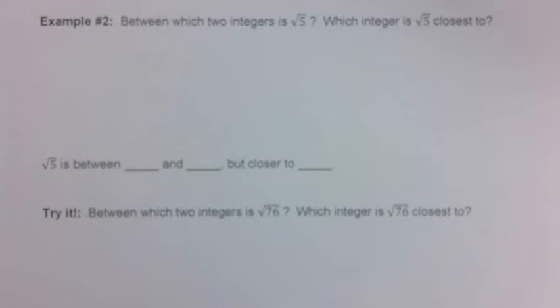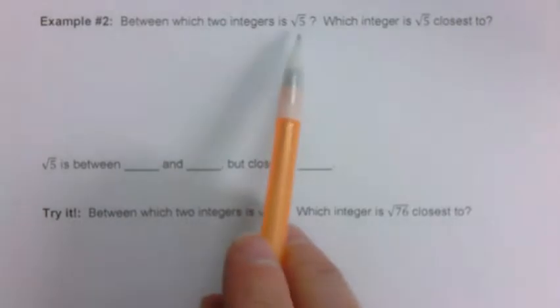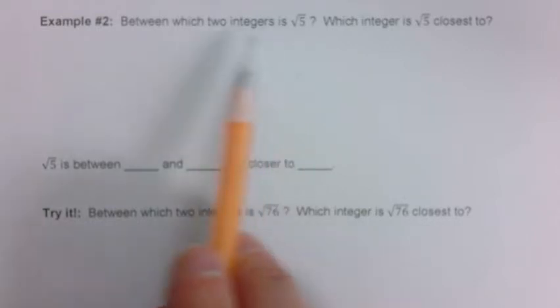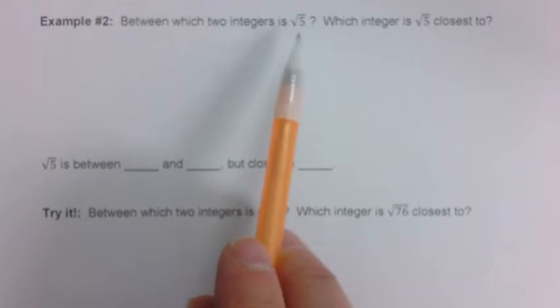Example 2 asks between which two integers is the square root of 5? And then they also want to know which integer the square root of 5 is closest to. Well, 5 itself is not a perfect square. If I were to take the square root of 5, I would get a non-terminating, non-repeating decimal, better known as an irrational number.